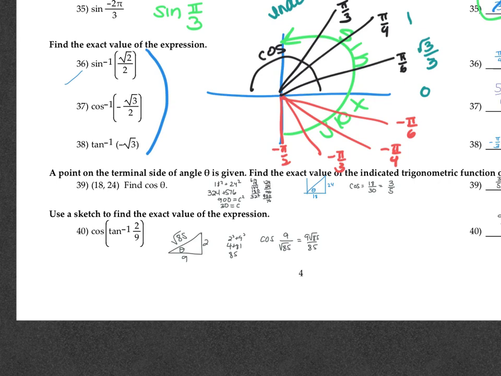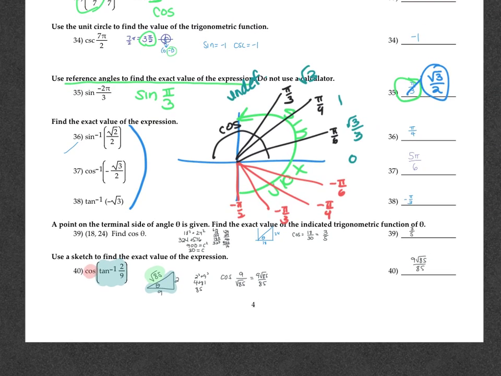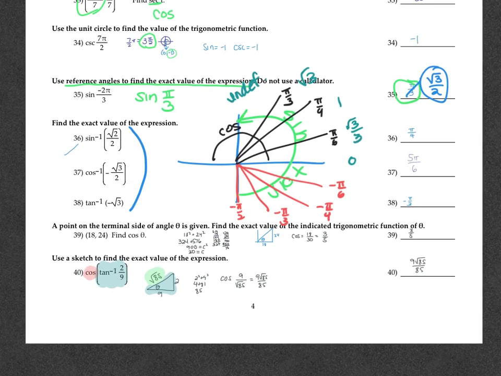40 says to use a sketch to find the exact expression. So you're using the inside information to form your triangle, finding the missing side, which in this case is the square root of 85. And then you're finding the trig function on the outside of that same triangle. So I want to find the cosine of this triangle, which would be 9 over root 85, which gets rationalized to 9 root 85 over 85. Questions on that one?